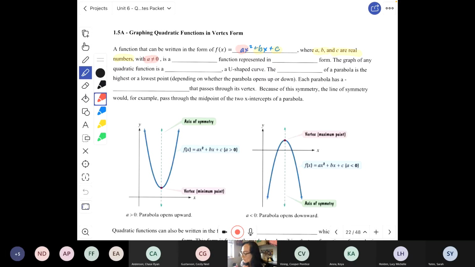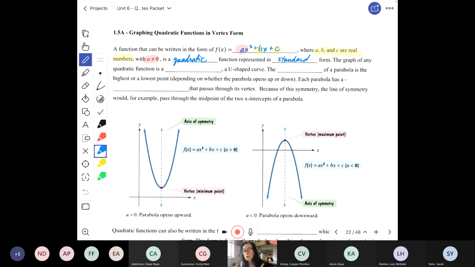So if we have a function that can be represented in the form f of x equals ax squared plus bx plus c, then this is in fact a quadratic function. And again, we notice that it is quadratic because the highest exponent of x is 2. It is a quadratic function, but more importantly, represented in standard form, because we're going to talk about two different forms of writing the equation.